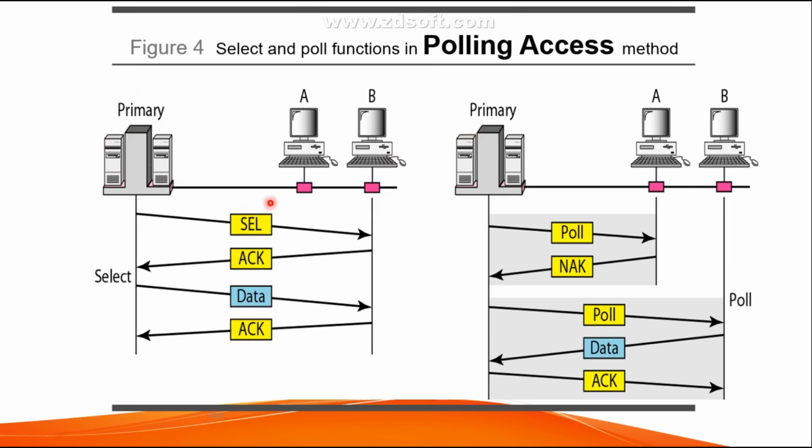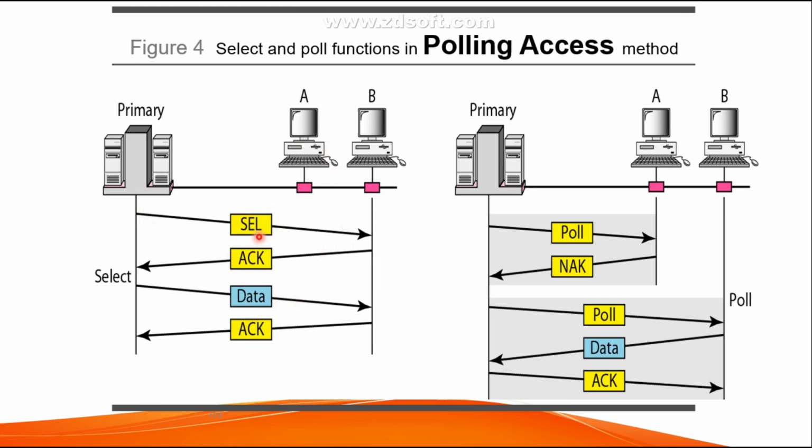And this method uses a poll and select function to prevent collision. See, this is a select and this is a poll. The major drawback of the polling access method is that if anything happens to the primary and it gets shut down, the whole system goes down. So we can first start with this figure.